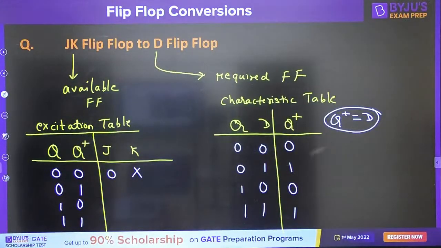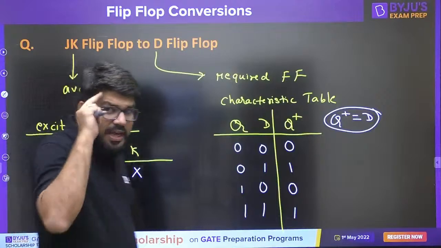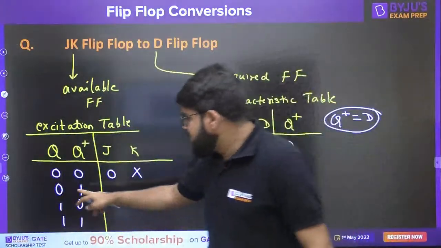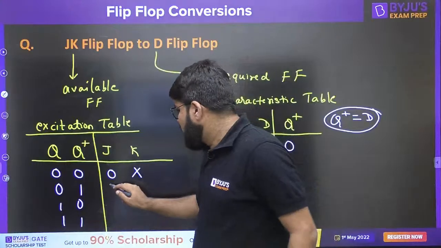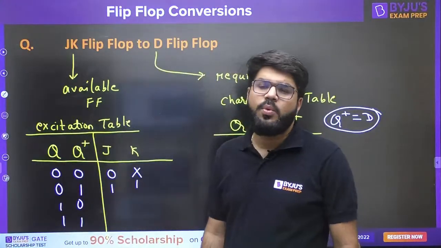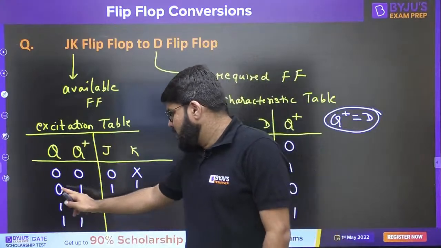Is it okay? Okay, so 0 and X. Here we go, 0 and X. Now, next 0 to 1. Current state 0, next state 1. What can you think now? Maybe you are toggling the device. What is the correct input to toggle the device? 1, 1. What is the correct JK input to toggle? 1, 1. Right?